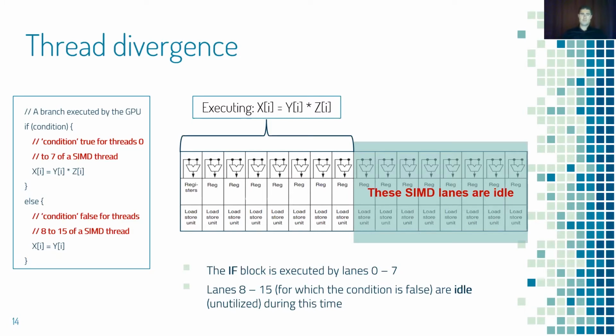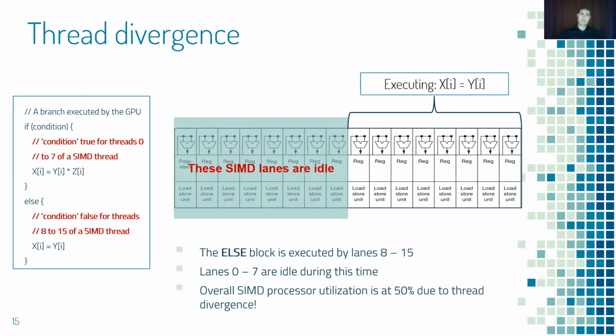They don't do any useful work. And then in the later cycle, next cycle or later point in time, the first half of the warp or SIMD lanes is idle, and the second part is actually executing, doing useful work. So overall SIMD processor utilization for this warp is 50% due to thread divergence.